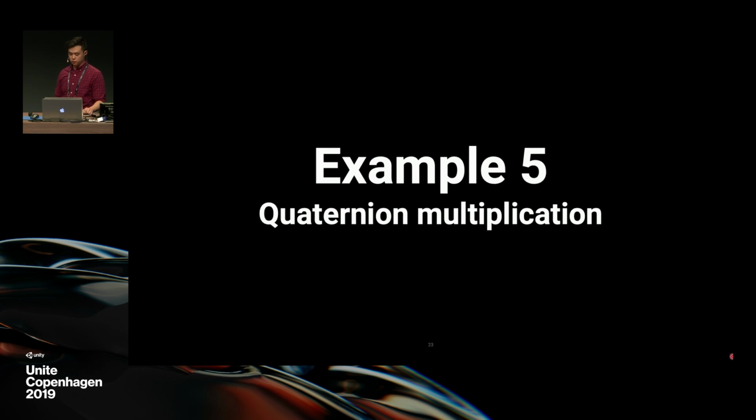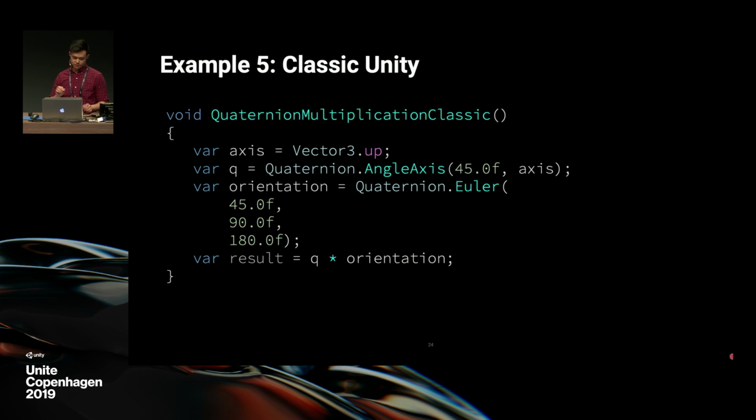Example number 5, quaternion multiplication. Let's say that you have some orientation and you want to alter that orientation by rotating about the up axis, right? I want to rotate by 45 degrees about the up axis. Well, in classic Unity today, here's one way that you could probably do it. You find the up axis, and then you just call quaternion angle axis. You provide the angle in degrees. You provide the axis you want to rotate around, and that gives you the rotation quaternion Q.